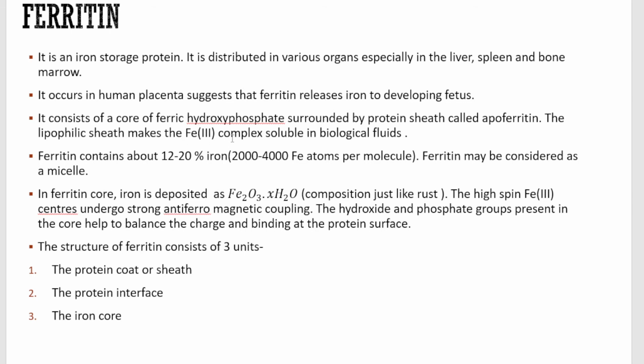And so now you know that iron atoms are present in the core and they are in the form of Fe+3. Okay. And each ferritin molecule might contain about 12 to 20% of iron. That is around 2000 to 4,000 atoms of iron may be present in one molecule of ferritin. And ferritin can also be considered to be a micelle. Micelle is nothing but an aggregate of molecules. It's like a cluster of different molecules coming together. Okay, so ferritin occurs like a micelle.